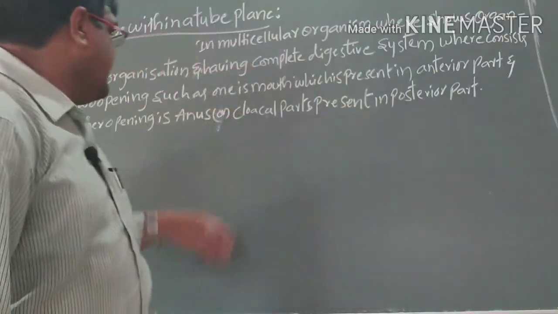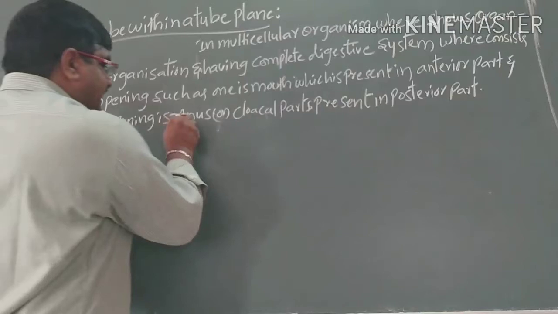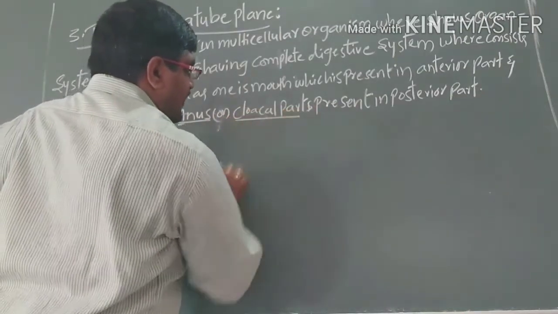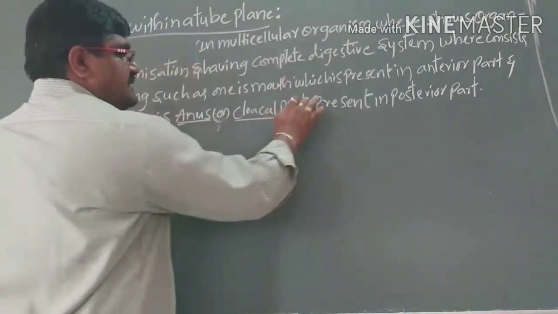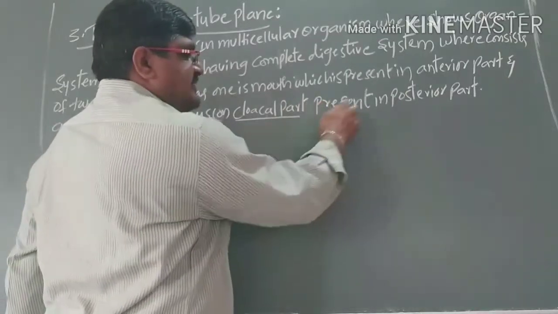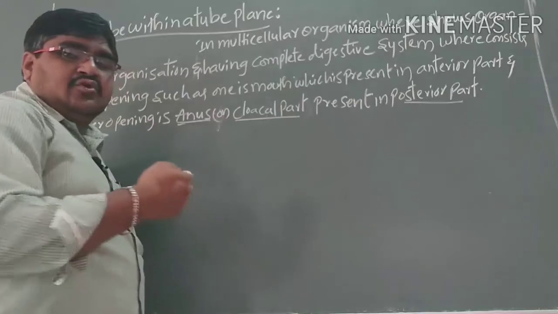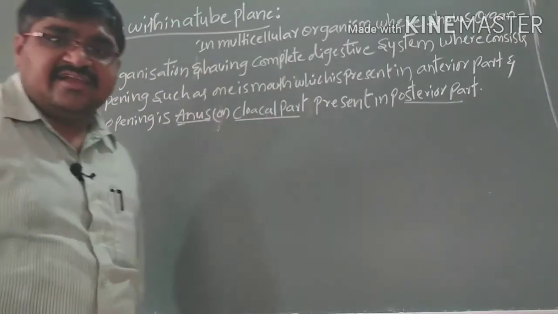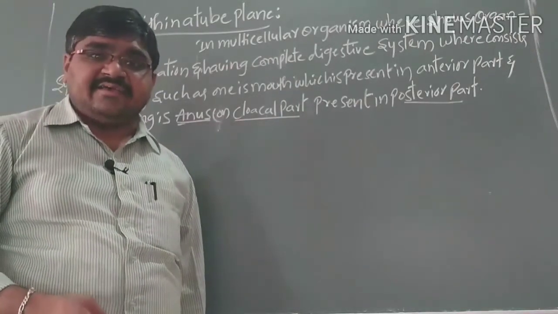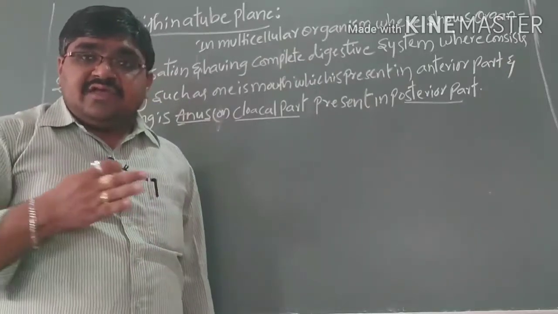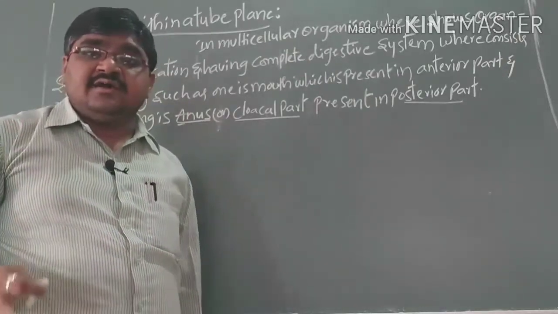Another opening is the anus, or otherwise you can call it the cloacal part, present at the posterior end of the body. It contains another opening called the anus, which is helpful for the elimination of waste materials.